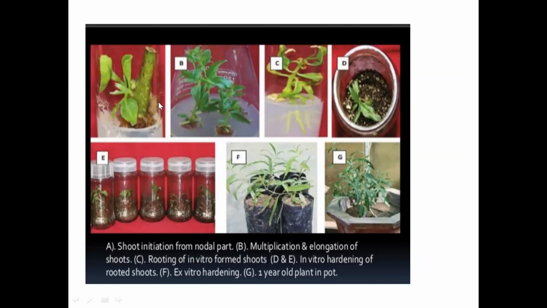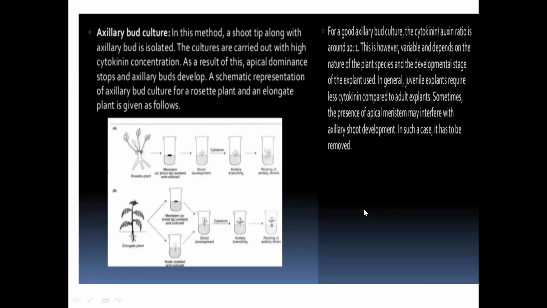So, initiation, followed by shooting and rooting, and then hardening. So axillary bud culture, these are all different parts of the plants which are used for micropropagation. You can just take it as additional material.